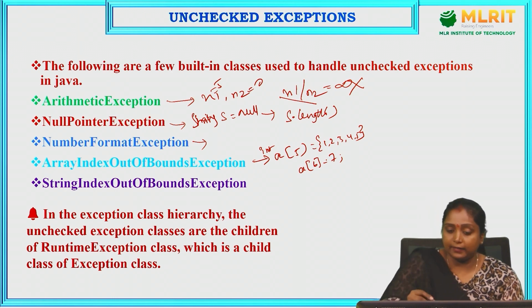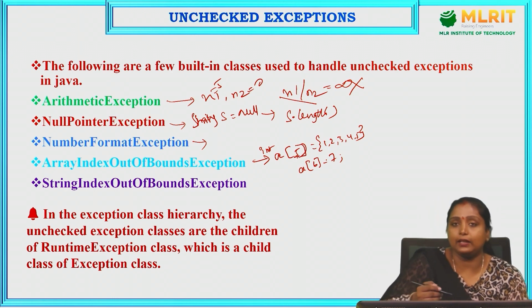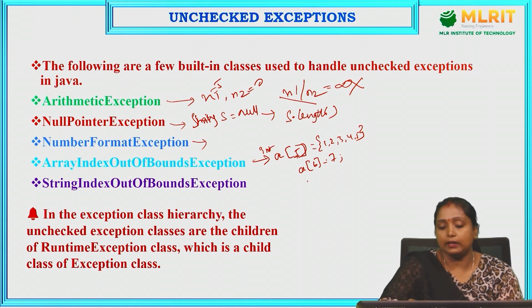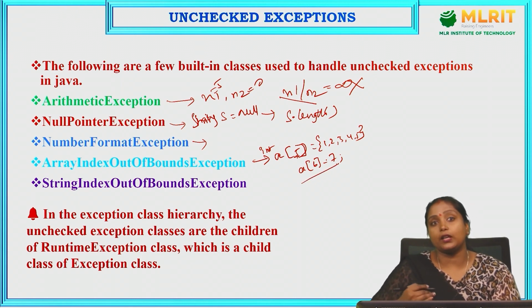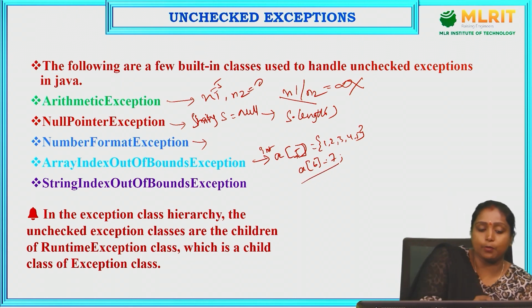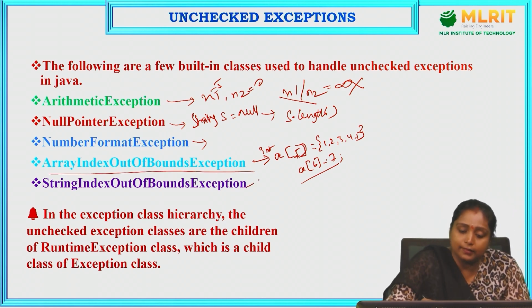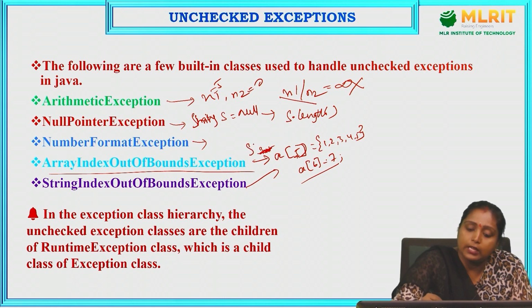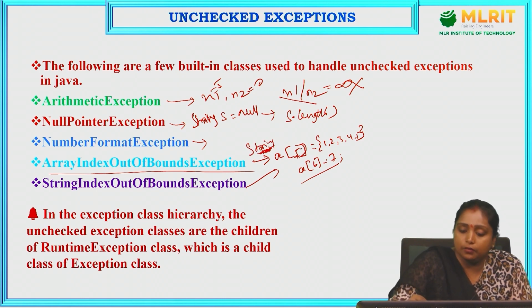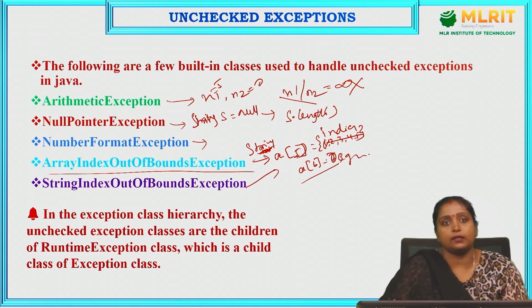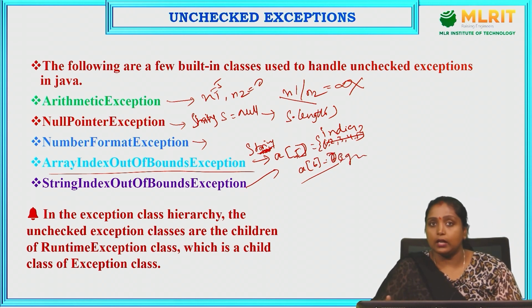So, I have declared only 5 values, but I am trying to access one which is not available. Such types of exceptions are array index out of bounds exceptions. In the same way, with a string index out of bounds exception, if I create a string like "India" and try to access a position it does not have, then the exception is said to be a string index out of bounds exception.